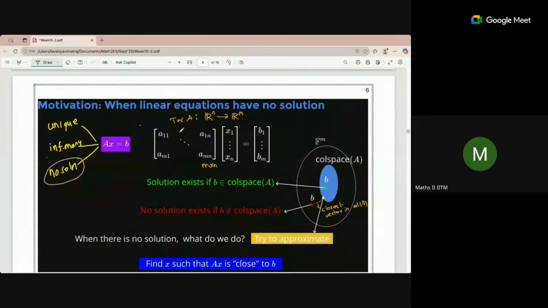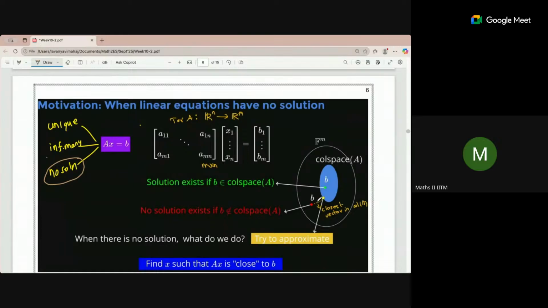So you have this matrix, which is an m by n matrix representing a transformation from Rn to Rm, and you have Ax is equal to b. You know that the solution exists if b is in the column space of A, and there is no solution if b is not in the column space of A. In this scenario, b is outside the column space. So what are we trying to do now? We don't have a solution.